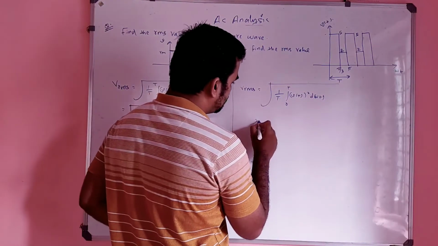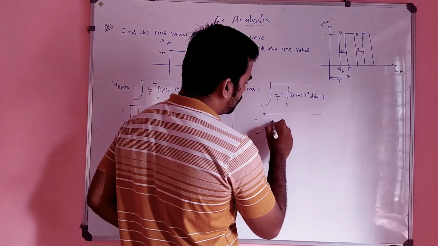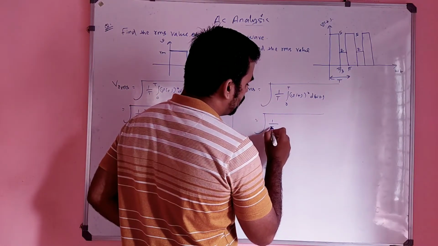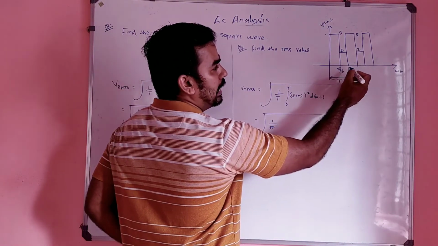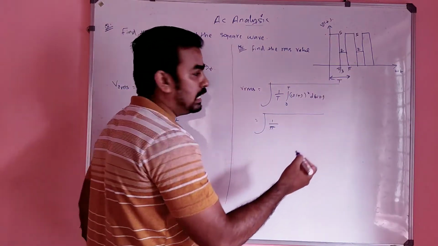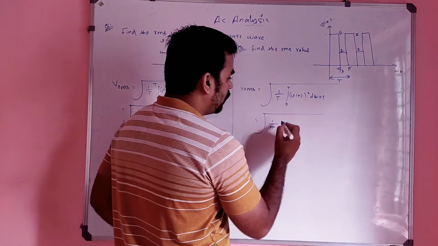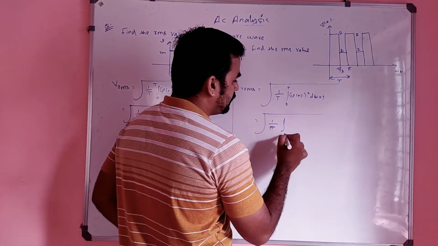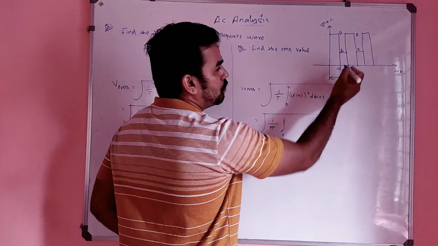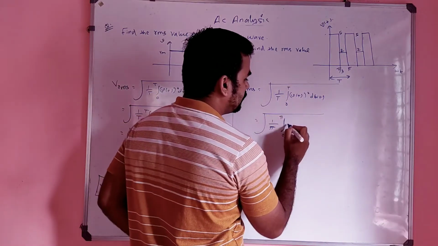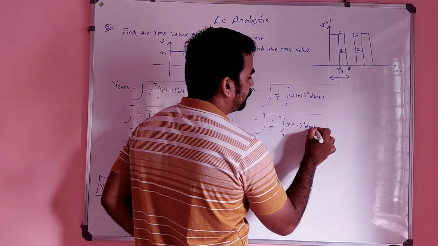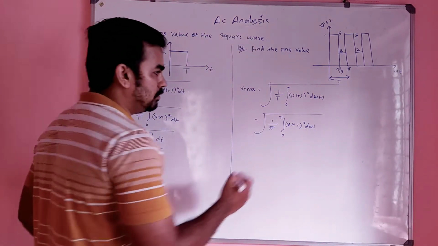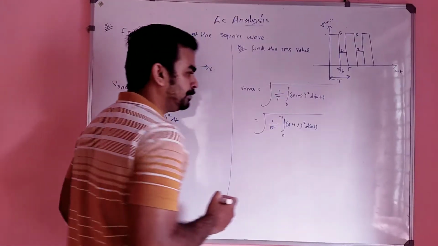So we can use that equation. In this equation, the time period will be nothing but pi, so 1 by pi, because from 0 up to pi, and after pi it is repeating again and again. So 1 by pi, it is nothing but integral 0 to pi v of t the whole square d omega t, not dt.